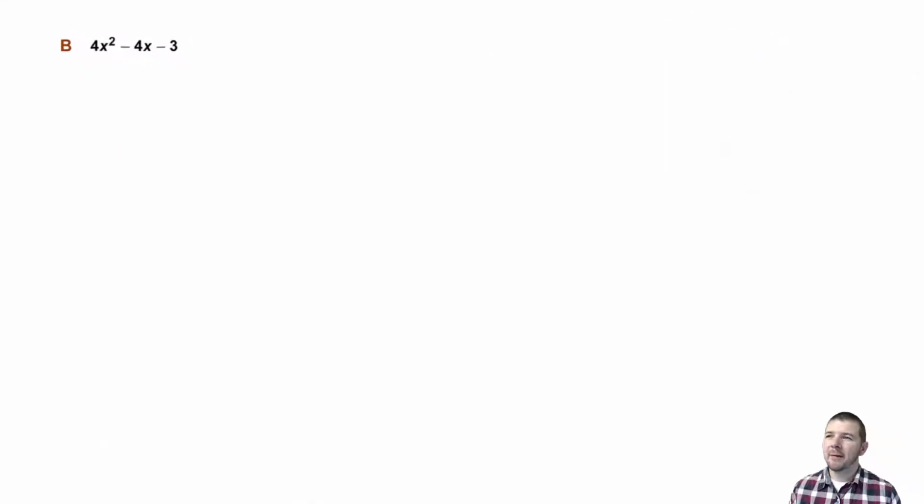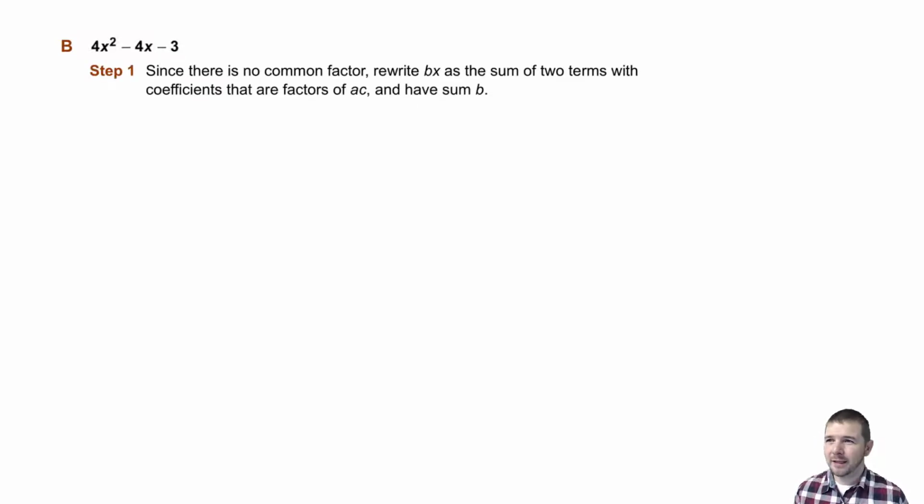Part B. How about 4x² minus 4x minus 3? First, look for our greatest common factor. Finding none, we'll note in step 1, since there's no common factor, we're going to rewrite bx, so negative 4x, as the sum of two terms with coefficients that are factors of AC and have the sum b. Now for us, AC, that's 4 times negative 3, or negative 12.